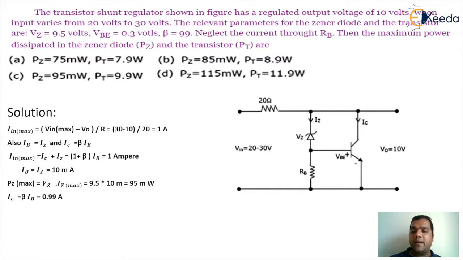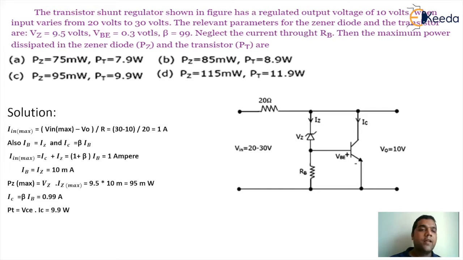Next, we can take IC as beta times IB, which is now 0.99 ampere. The power dissipated by the transistor will become VCE into IC. So the value of VCE is the same as your VO value, and the value of IC is 0.99 ampere. You take a product of that, you get 9.9 watt.